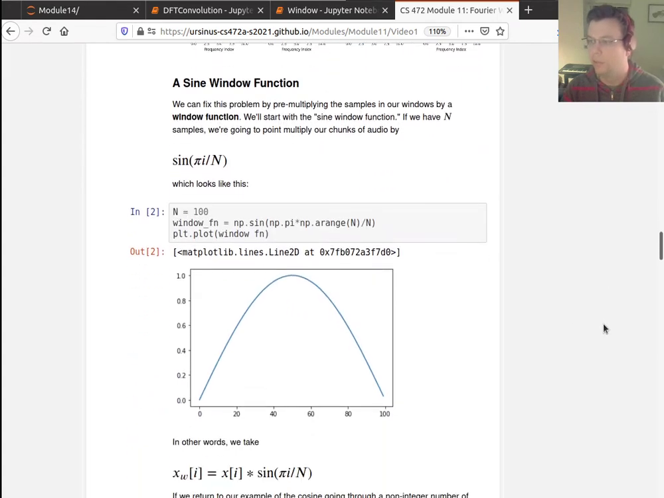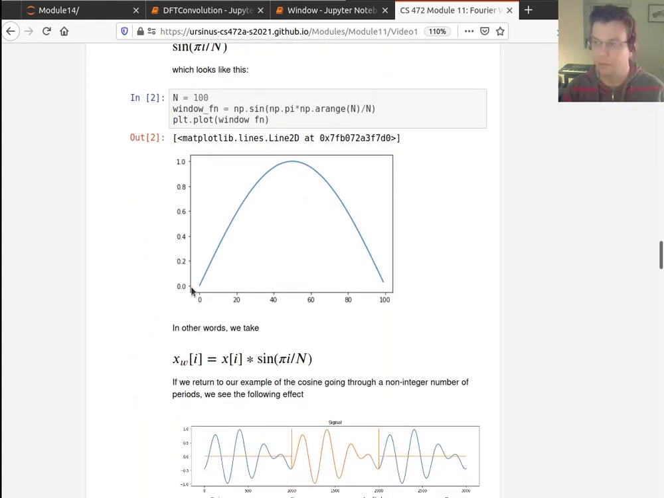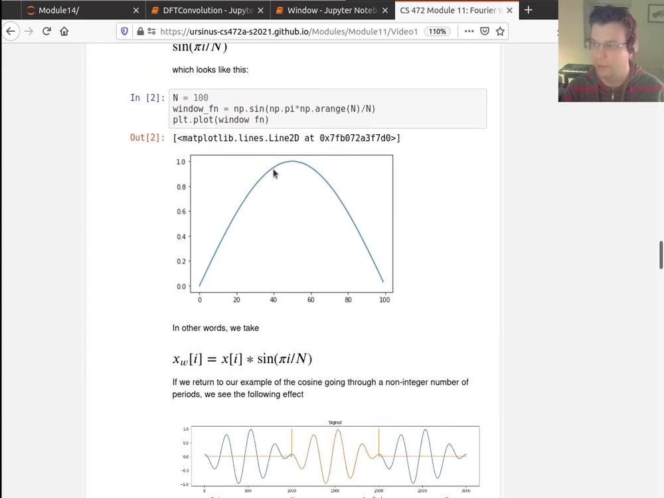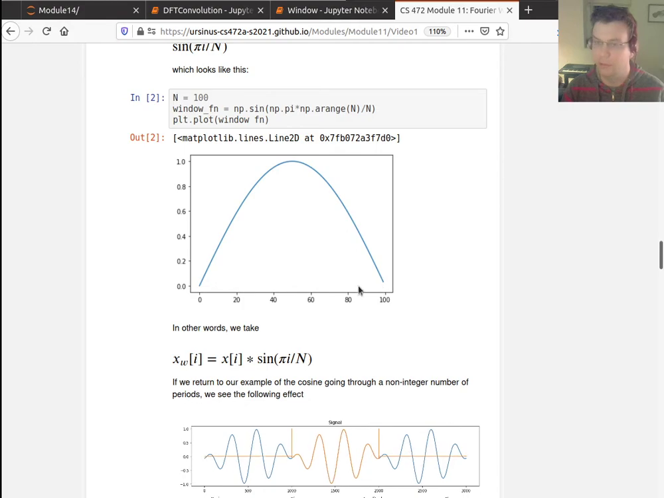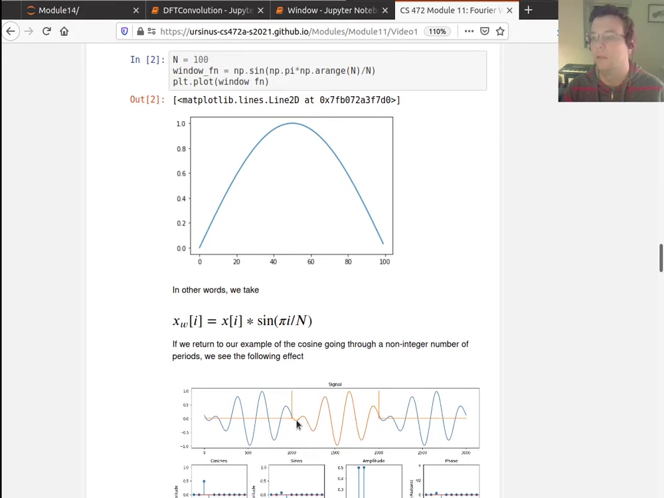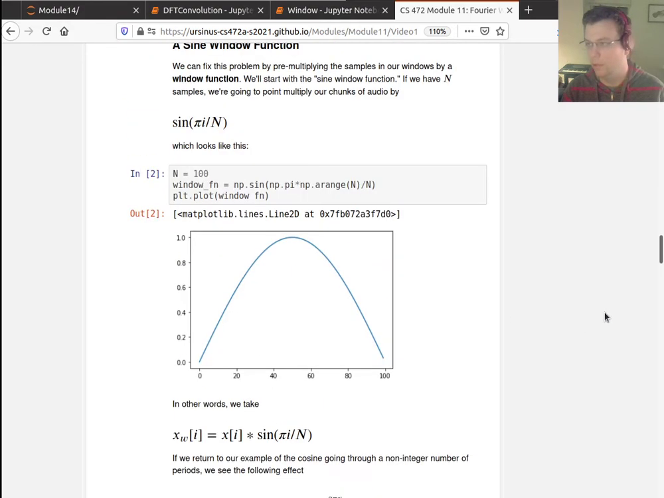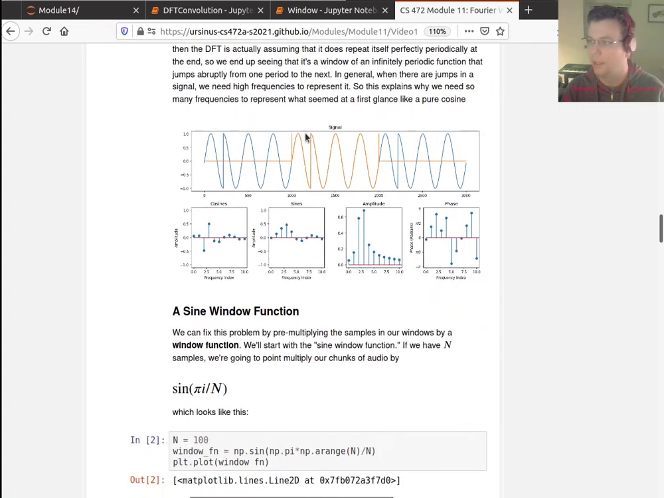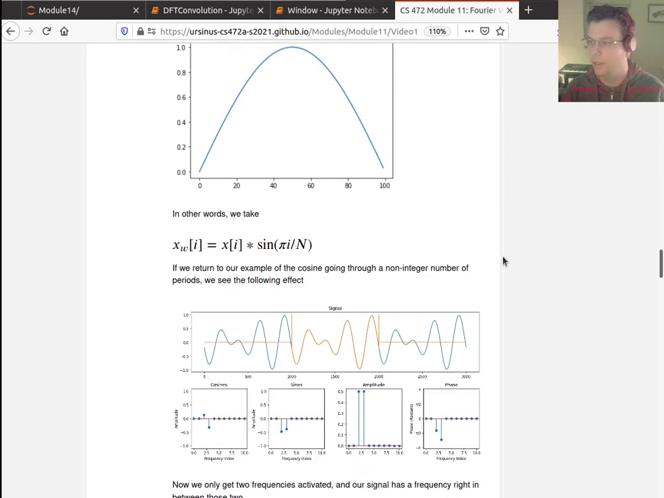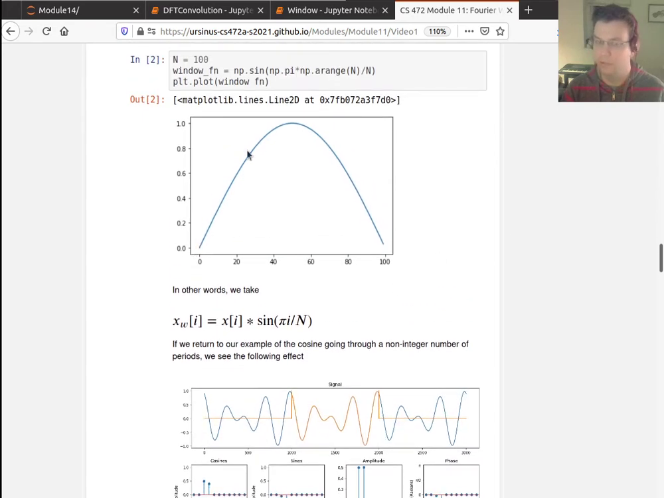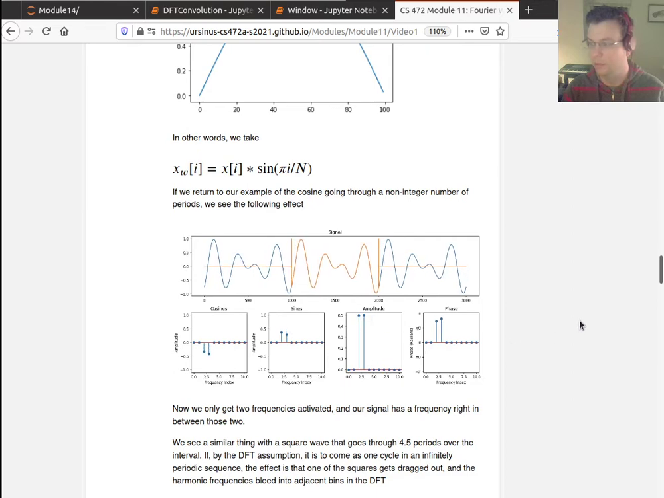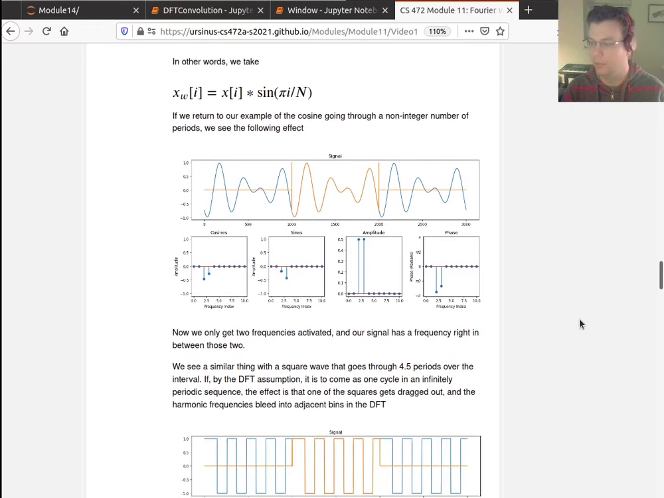So the solution was to pre-multiply the signal by something called a window function, so scale it down. In this example, it was just half of a sine function. So this is showing, if I take that frequency and I window it and then multiply it by this window function, then I actually get the right frequency bins there. So I don't get all this frequency bleed.